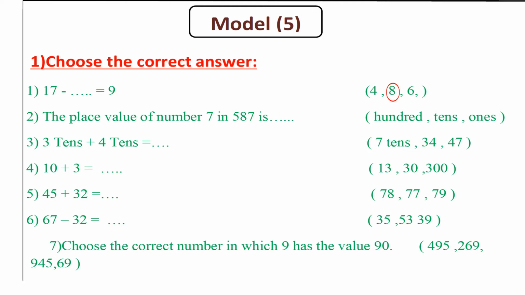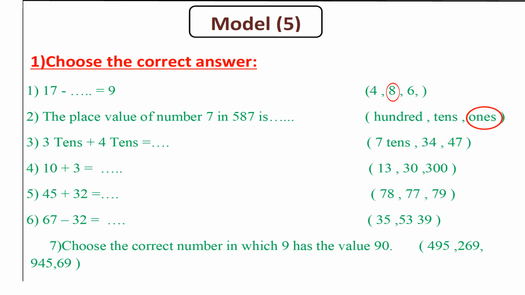Number 2. The place value of the number 7 in 587 is the place value. What is the meaning of place value? The place value means the digit in which place. I want to know the place of the 7 in the number 587. If we put ones, tens, hundreds, we will find 7 in which place? Excellent, in the ones place.